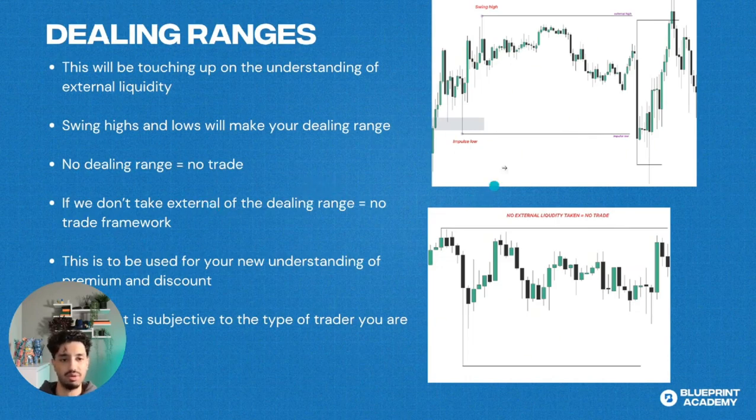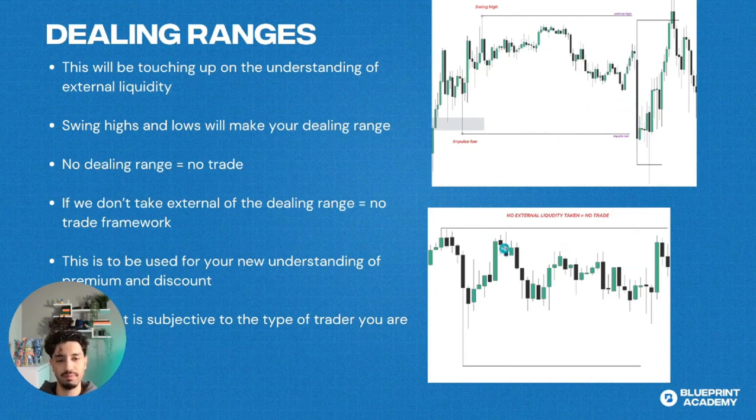As you guys can see right here, we have a dealing range, we have this low, and we have this high. Once we take out one side of the market, so we take out the low, we have framework to look for longs because we've already taken out the sell side liquidity. And above this high, we have buy side liquidity, and this gives us the framework to look for longs.